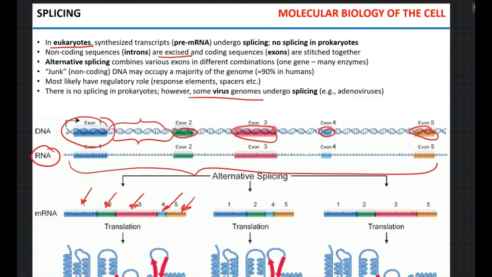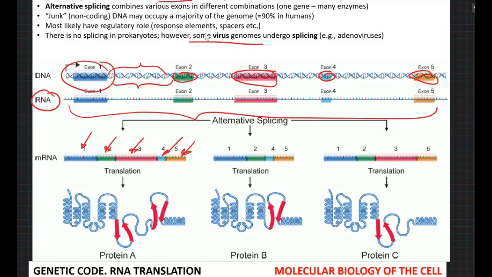Okay? So splicing precedes protein synthesis, as you see. Transcription happens first, then there's splicing, and only then can you get protein synthesis. The advantage of splicing is that the cell may not include all 5 exons, such as in this example, into the final mRNA.